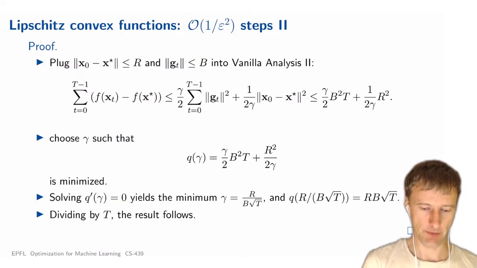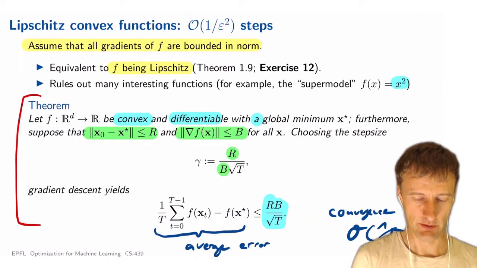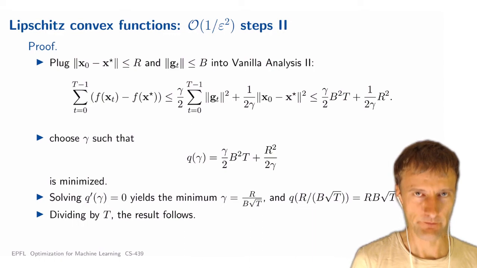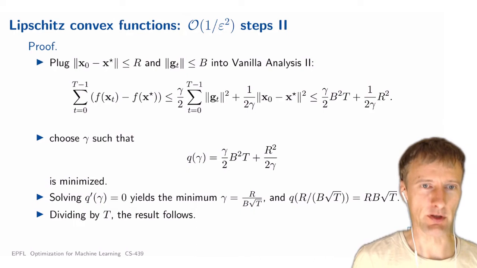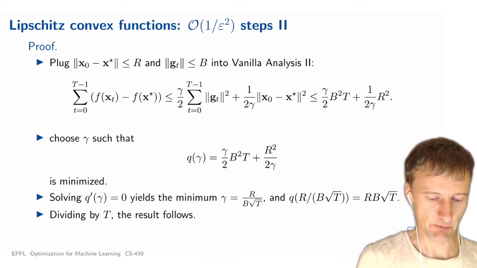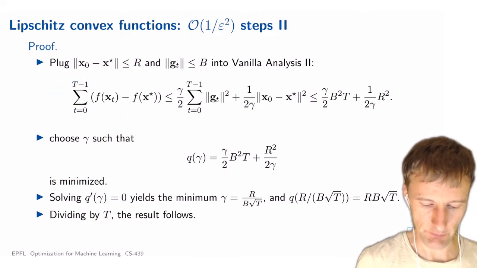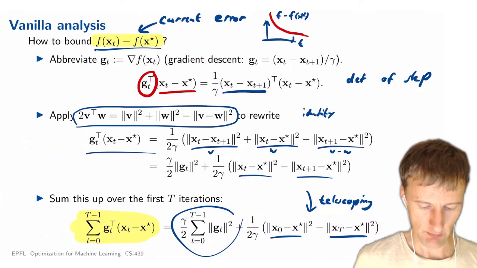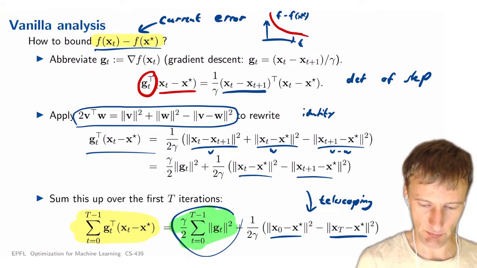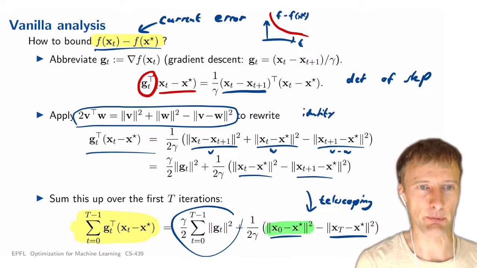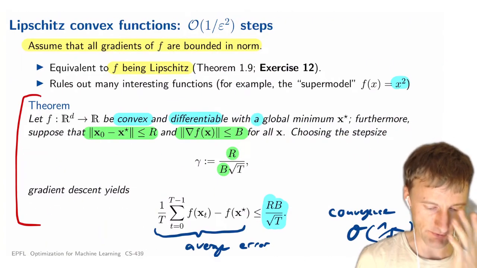Okay, so how do we get this from what we had so far? It's basically for free, we already had it. The proof of this is very simple. We were already finished, because we had our vanilla analysis result, which was giving exactly the thing on the left. The only thing we do now is plug in our assumption on the gradient norm. So we're going to say this is bounded by B, and we're going to say this here is bounded by the initial distance, which we call R. And then we're done. So that gives us our theorem.